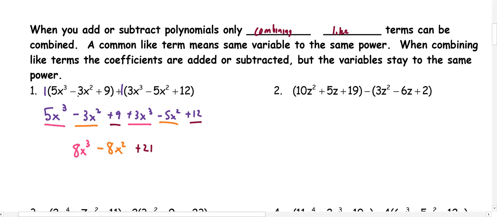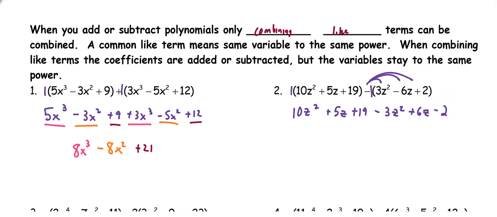Number 2, the first parenthesis has a positive 1 out front, but the second parenthesis has a negative 1 out front. So I have to distribute positive 1. Everything stays the same: 10z squared plus 5z plus 19. When I distribute negative 1, the signs are changing. So minus 3z squared plus 6z minus 2.